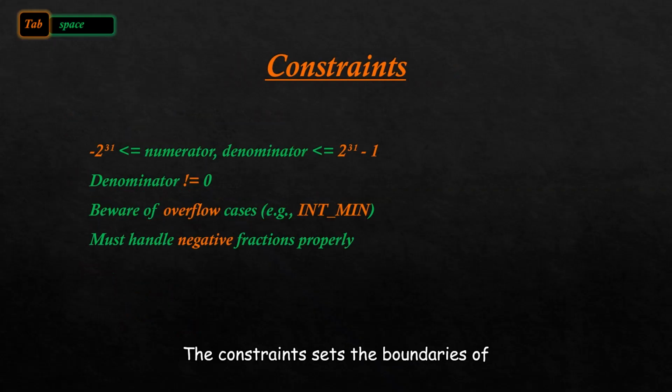The constraints set the boundaries of our problem. The numerator and denominator can vary in a large range, as small as negative 2 billion or as large as positive 2 billion. But the denominator will never be 0. That's our one safeguard. These numbers can be tricky.